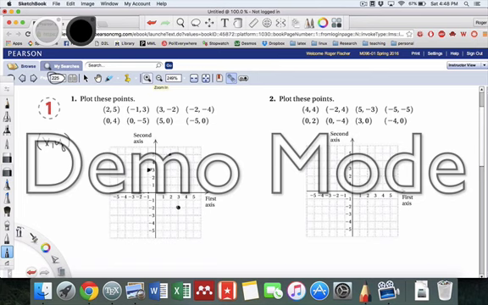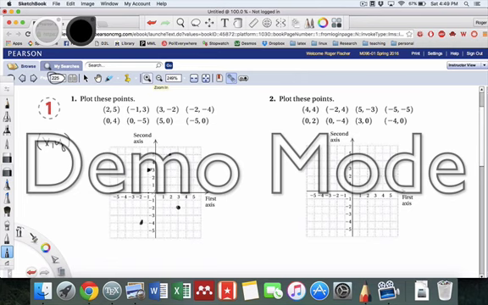-2, 2 units to the left of the origin. -4, 4 units down. And that's that point. So notice that a negative coordinate means to move left or down if it's the horizontal or vertical coordinate, respectively.